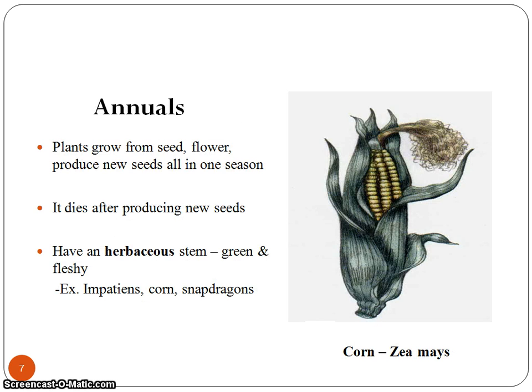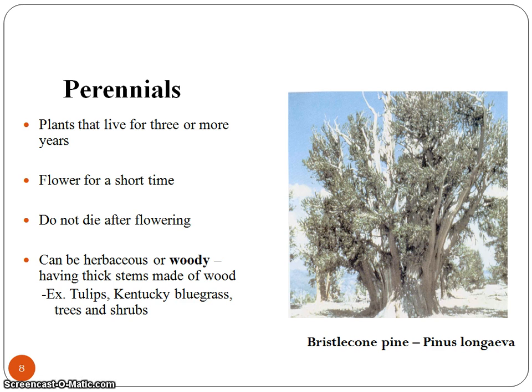Annuals are plants that grow from seeds, flower and produce new seeds in one season only, after which they die. Perennial plants are those plants that live for 3 or more years. Their flowering is for a short period of time. The plant or tree does not die after flowering.